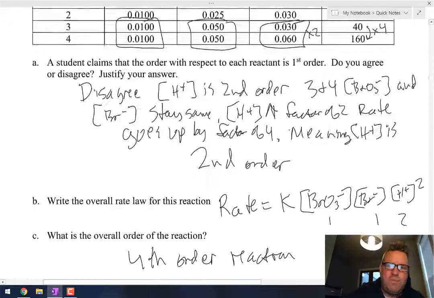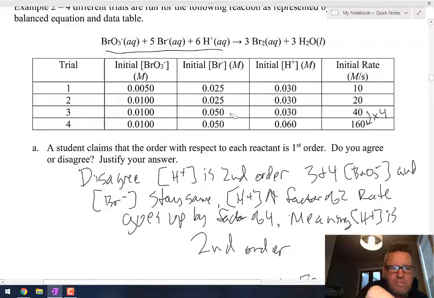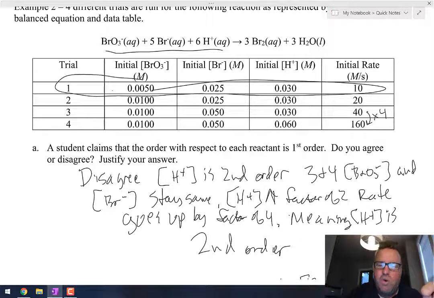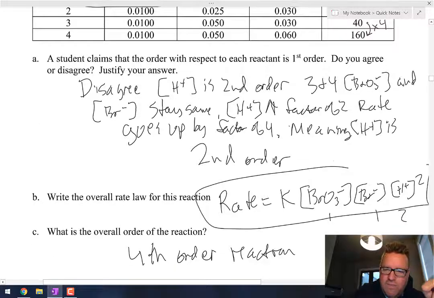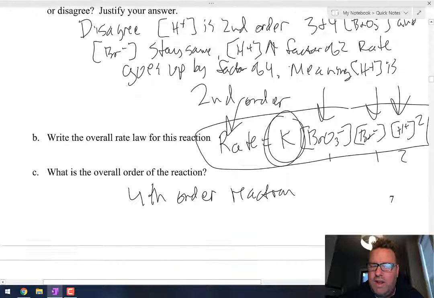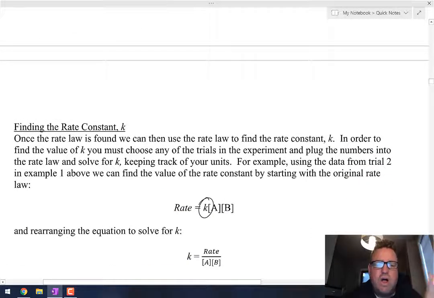In order to find the value of the rate constant, you can choose any of those trials. So if we come back to our previous information, you can take any of these trials here, and if you have the orders correct, it doesn't matter if you use trial 1, trial 2, 3, or 4. You simply plug those numbers into your rate law here, and so you plug in the rate. So here's our rate here. You plug that in here. You take each of these concentrations, and again, you plug them in here. And the only thing you don't know is the rate constant. So you basically plug all those values in there, and then you solve for K.